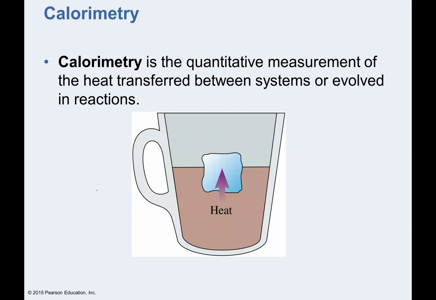All right, so here's the application of this type of problem. It is called calorimetry. Calorimetry is basically a quantitative measurement of the heat transferred between the system or evolved in a reaction, when we assume that the system is isolated from the environment. For example, if you have hot coffee and you put an ice cube in it, because coffee and ice cube have different temperatures, the energy will go, remember we talked about heat energy going from hot to cold.